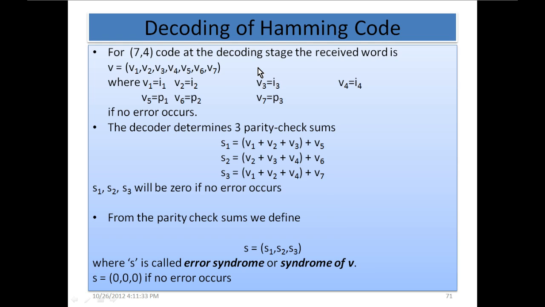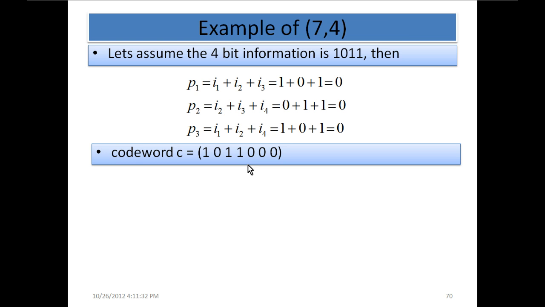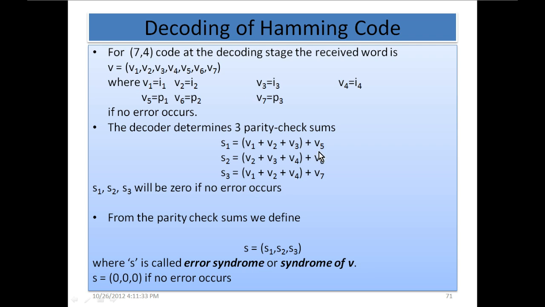If no error occurs, the decoder determines 3 parity checksums. S1 is calculated as V1 plus V2 plus V3 plus V5. So what it does is simply use the same configuration: the received bits are added in the same pattern, and then we add the result with its own parity. If the answer is 0, then it means no error has occurred.